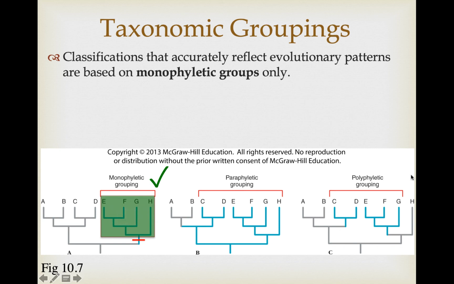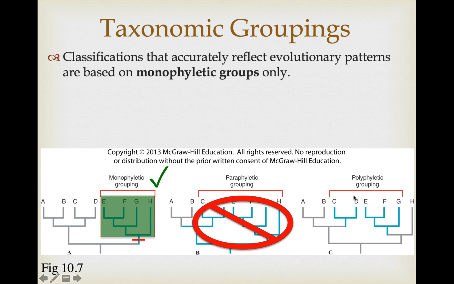We don't want a trait that seems to indicate that C through H belong to each other more closely, and A and B don't. Because if this is the true branching structure, C and D don't really belong with these guys over here, they really belong with A and B. So if you ended up forming a group like that, that's a paraphyletic group. We don't want to do that.